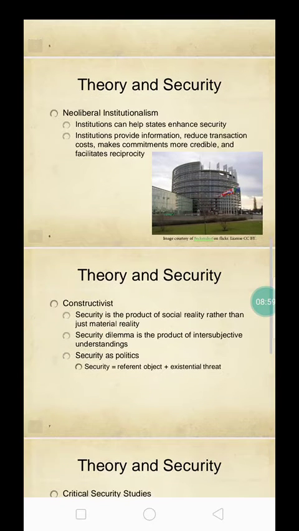Next is constructivism. Security is the product of social reality rather than just material reality. Security is the product of intersubjective understandings. Security as politics: security referent object plus existential threat. This theory is associated with the end of the Cold War, an event that other theories such as realism and liberalism failed to account for.